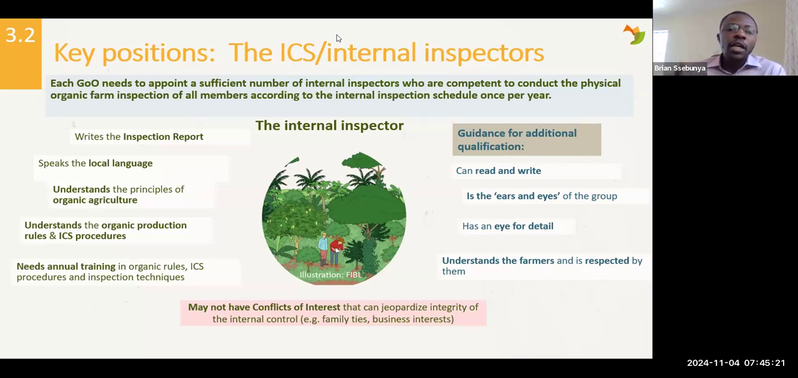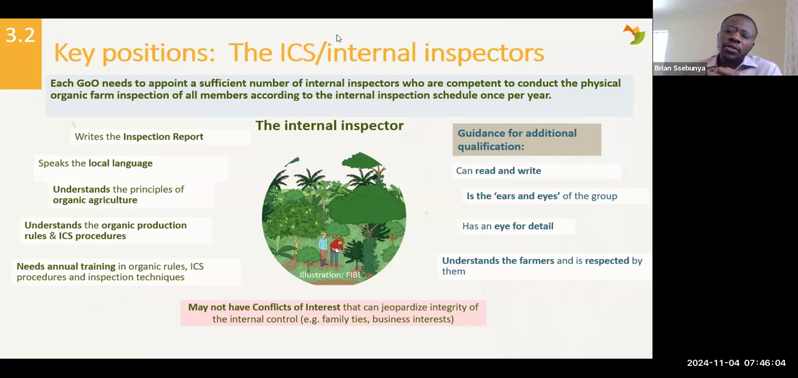Initially I said a recommendation, but when you try to understand the mechanics around an internal inspector who doesn't understand the local language, it becomes so complicated. So they must speak the local language. We already talked about being able to read and write. So they should be able to write an internal inspection report for the farmers they've inspected or audited. They should understand the principles of organic agriculture. You remember for the ICS manager, it was a bit optional. It is good if they do, but for an internal inspector, you should be trained and understand the principles of organic.